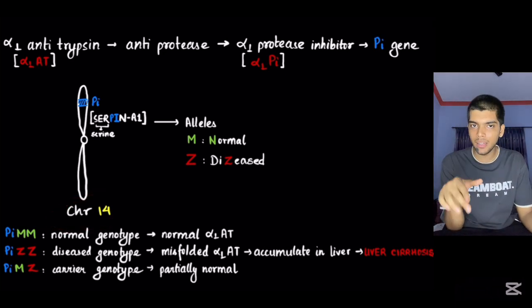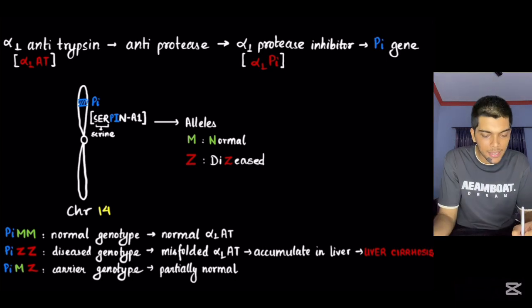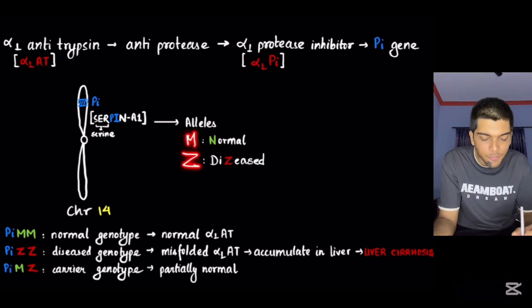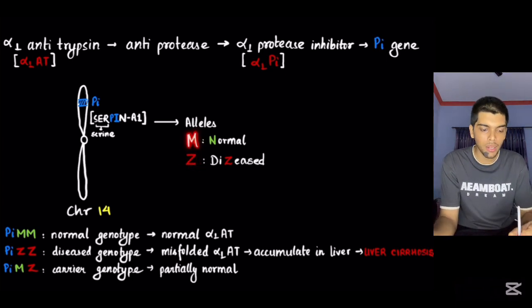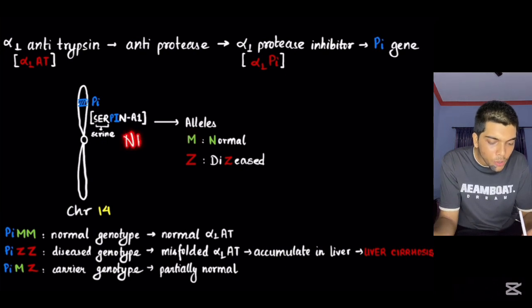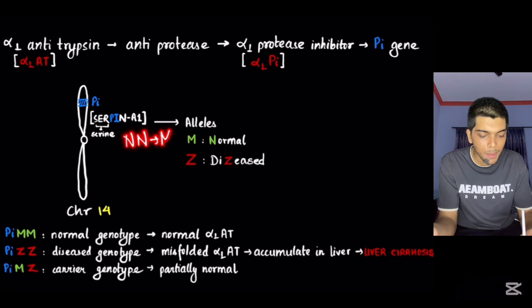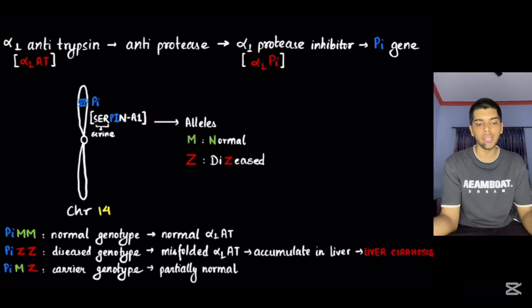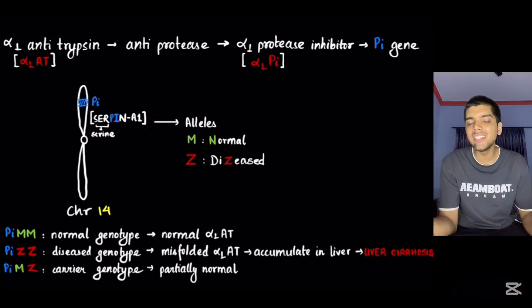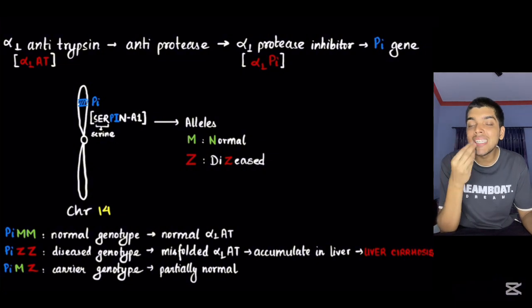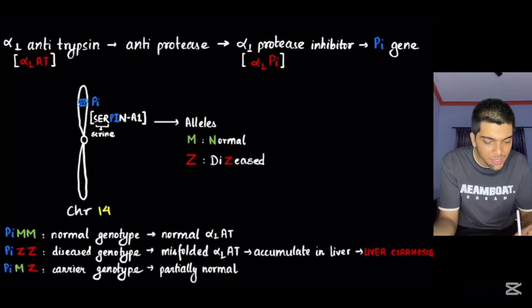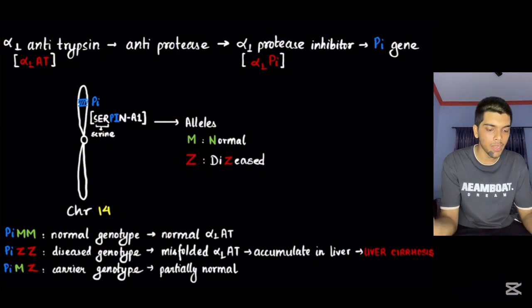This gene has two allelic forms: the M form and the Z form. M is normal. If you combine two Ns together, let's say normal, you get an M. So it's the normal allele. Then, if you say diseased with a Z, diseased, right? So Z is the diseased allele. These alleles are obviously present in pairs.